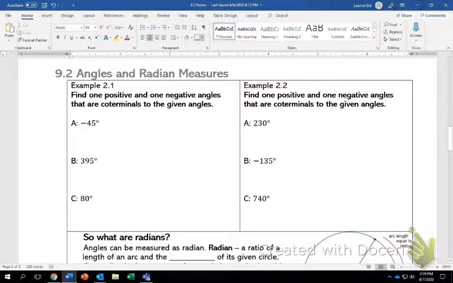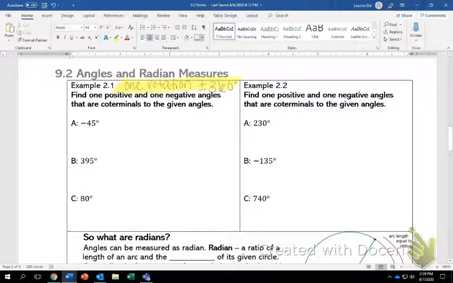All right, so the instructions for example 2 say find 1 positive and 1 negative angle that are coterminal to the given angles. I'm actually going to just add, and this is the most common one that we're going to do. I'm just going to make this 1 rotation. And so really we're just going to be adding and subtracting 360 degrees. We won't have to worry about this. Whenever you see this, this is typically what you're going to be doing.